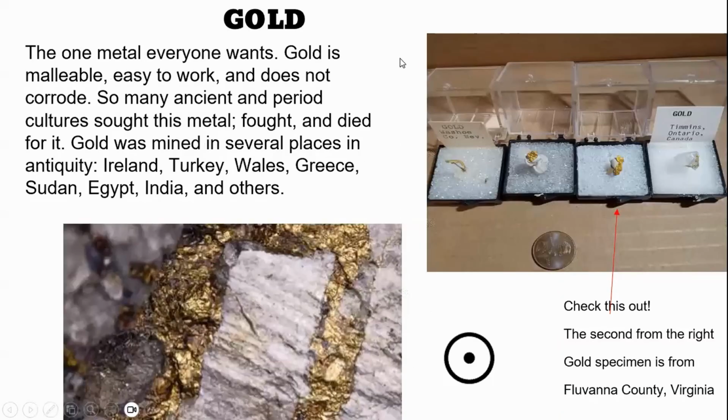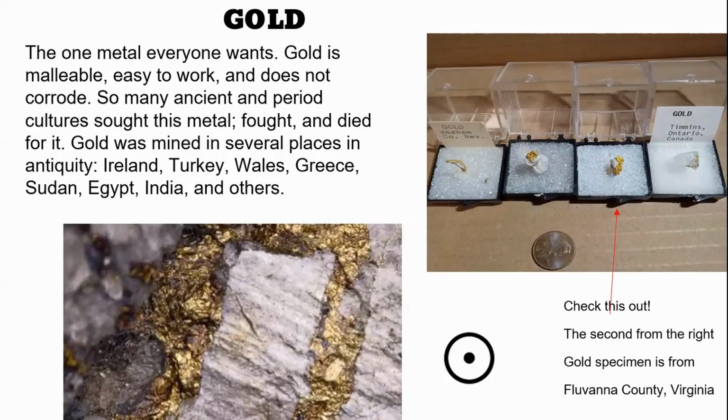All right, gold, the one metal everyone wants. Gold is malleable, easy to work, and does not corrode. So many ancient and period cultures sought this metal, fought, and died for it. Gold was mined in several places in antiquity in the scope of this presentation. So Ireland, Turkey, Wales, Greece, Sudan, Egypt, India, and others.